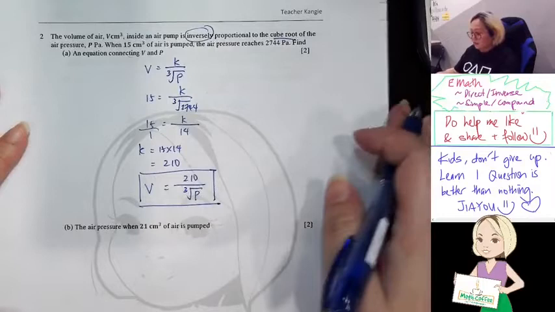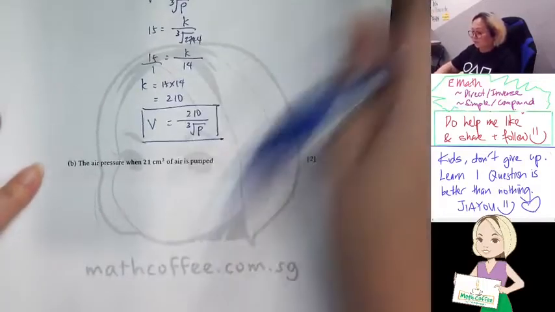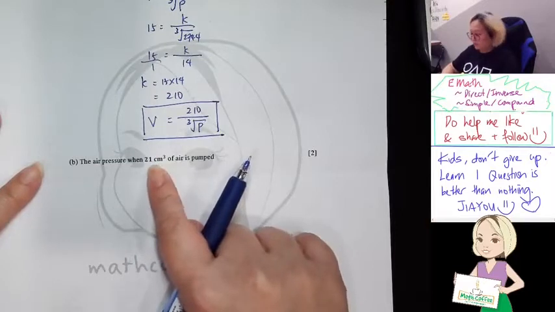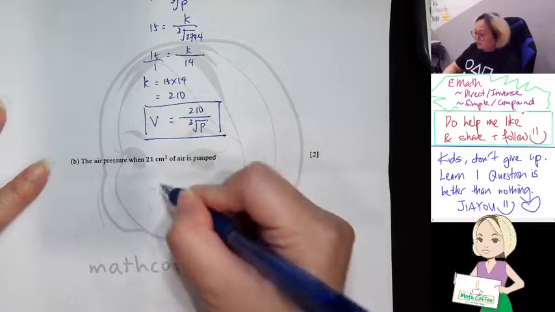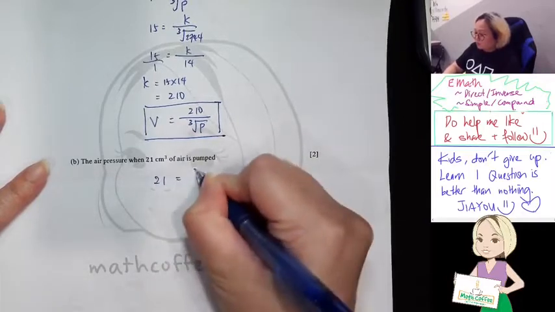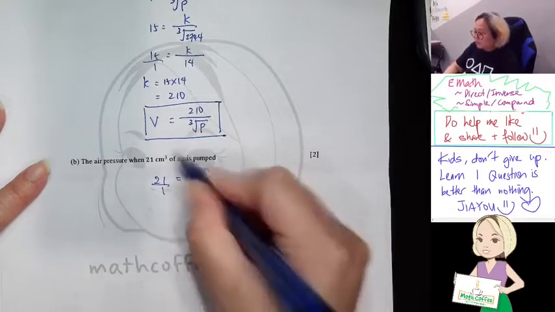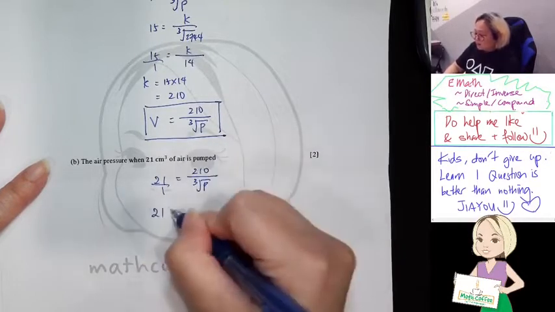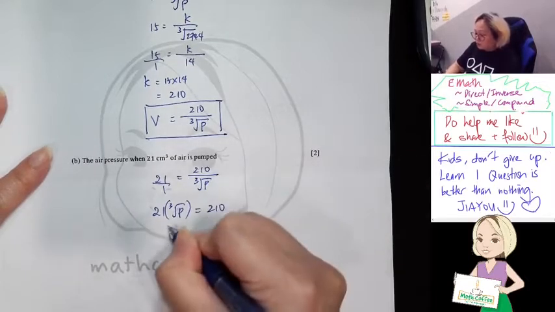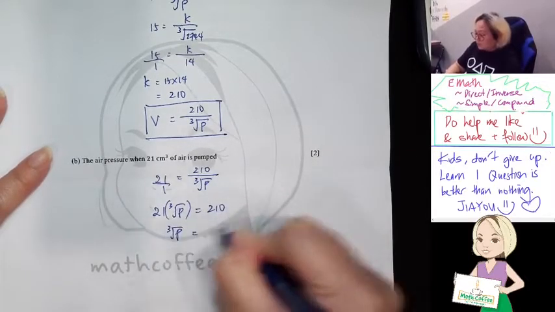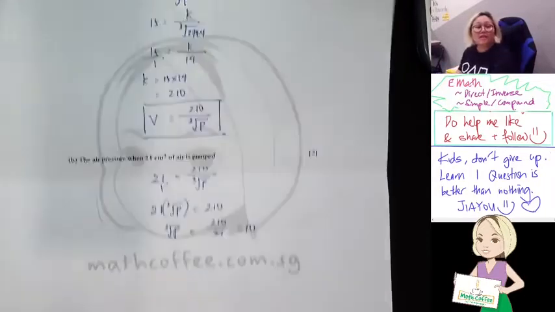So next, easy. So the air pressure now when 21 cm cube is pumped. So this is volume. Okay. So we will sub in V equals to 21 on the left hand side. So put 21 equals to 210 over cube root P. Cross multiply, I have 21 cube root P is equals to 210. So cube root P is equals to 210 divided by 21, which will give me 10. So this is cube root P.